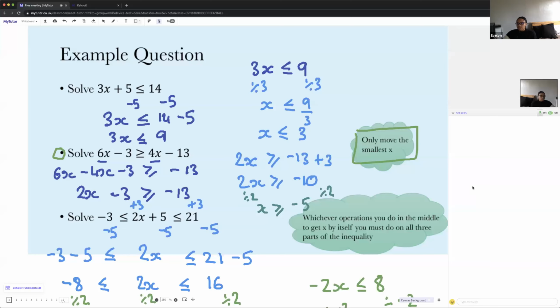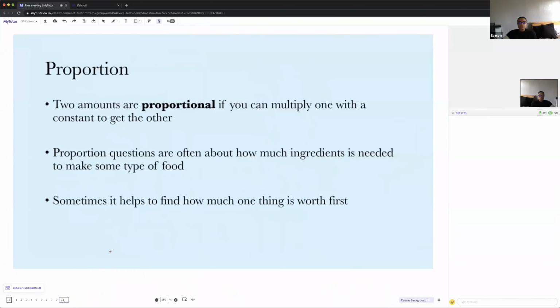Right. And would you get fractional values? Yes, you can get fractional values as well. So whatever the division is equal to, it can be a fraction. It could be a decimal. So be careful with those ones.